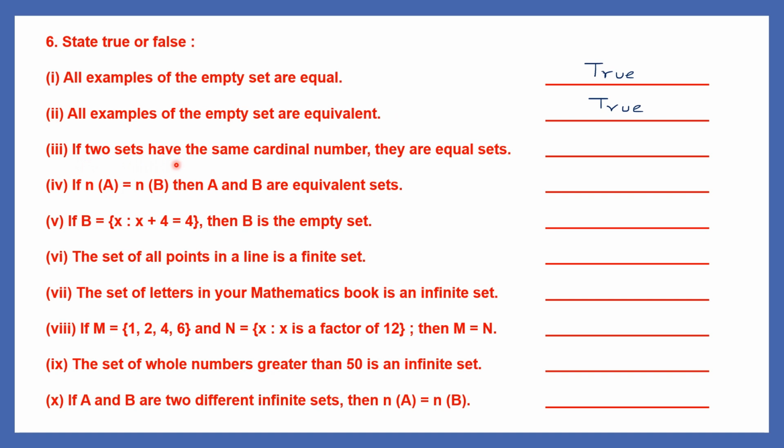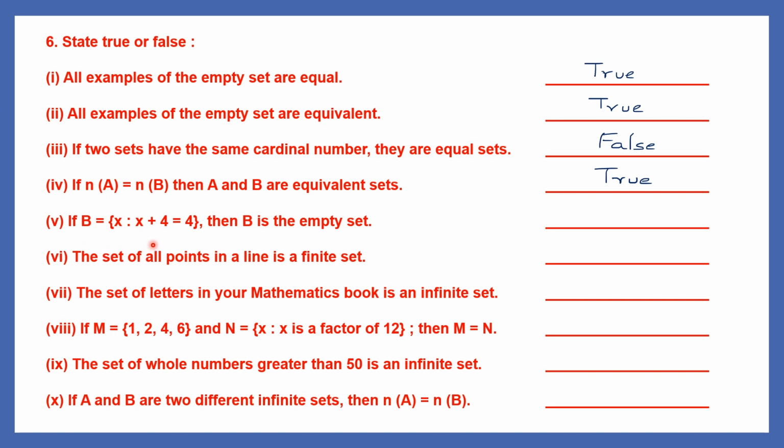Next question. If two sets have the same cardinal number, they are equal sets. That's false. If they have the same cardinal number, what are they called? They are called equivalent sets. So this statement is false. So let's write that. False. Next one. If n of A, what does n stand for? Cardinal number. If the cardinal number of set A is equal to the cardinal number of set B, then A and B are equivalent sets. That's true, isn't it? Because the cardinal numbers are the same. If the cardinal numbers are the same, they are called equivalent sets. So this statement is true. Next one.